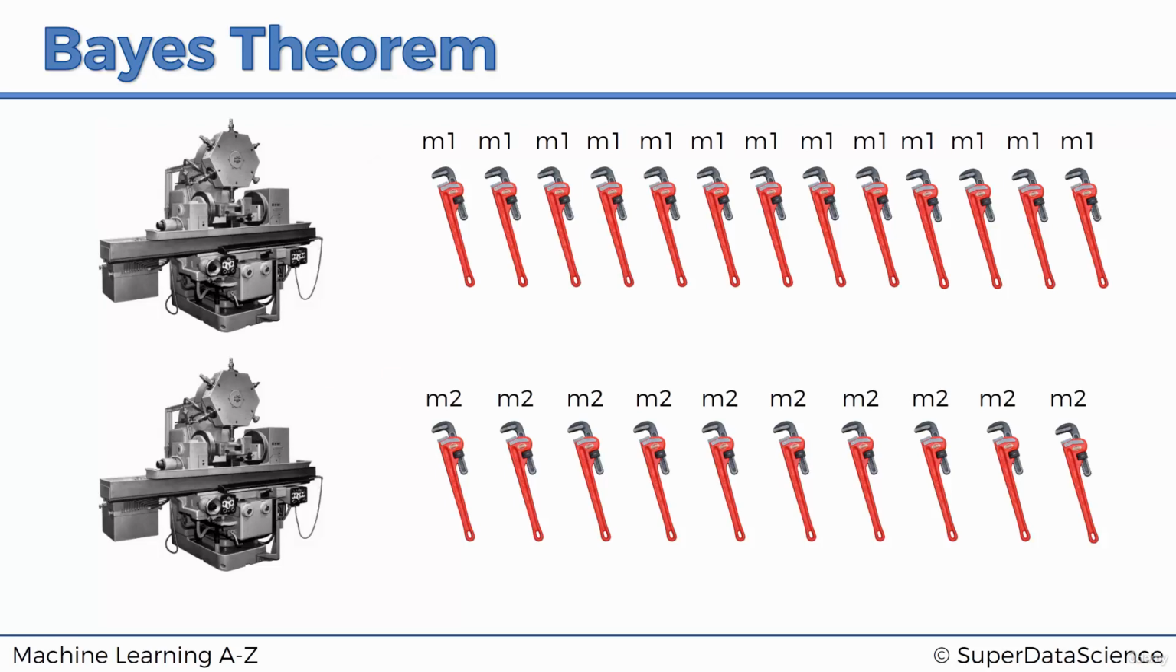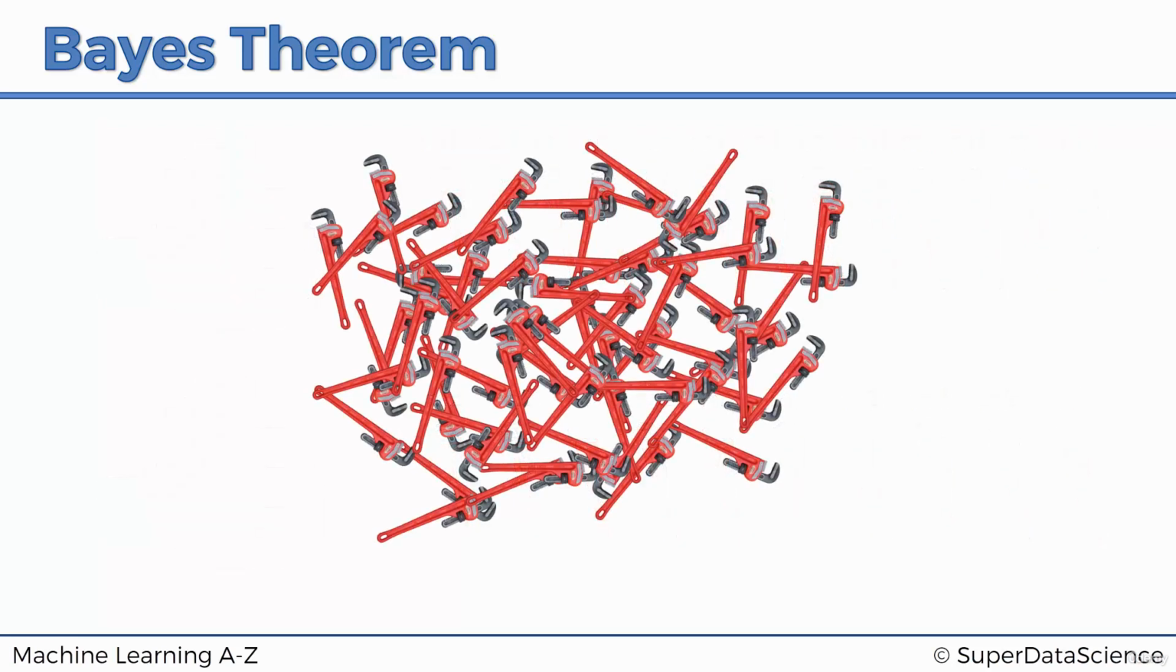And then at the end of the day, we've got a whole pile of these spanners, and the workers go through them, and their goal is to pick out the defective spanners. So here we can see that there's a couple of defective spanners hiding among the pile.